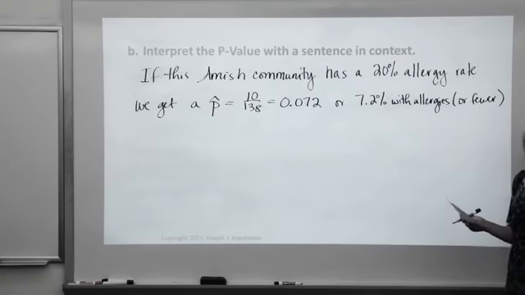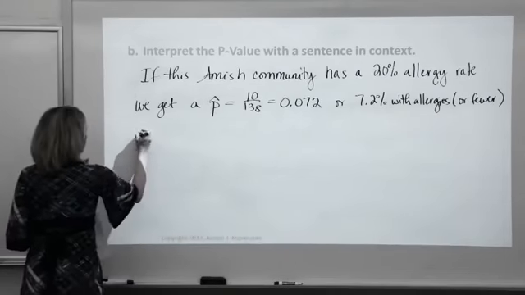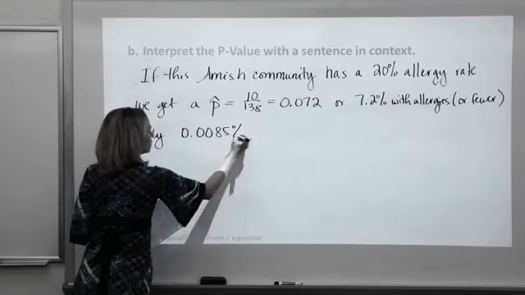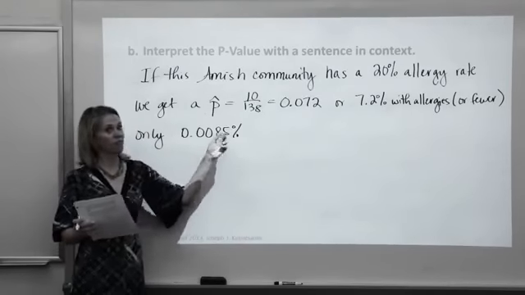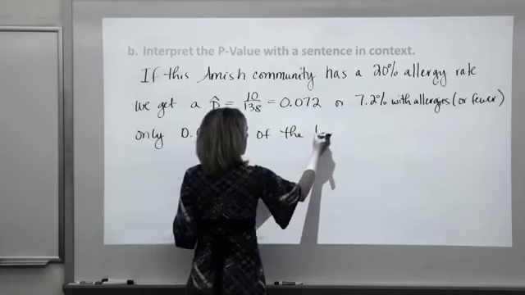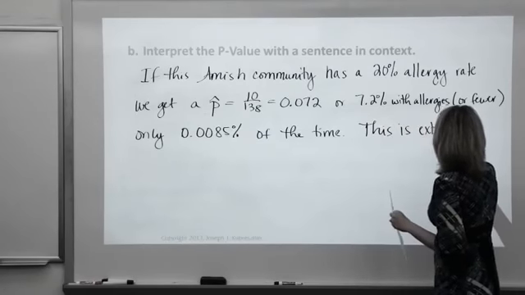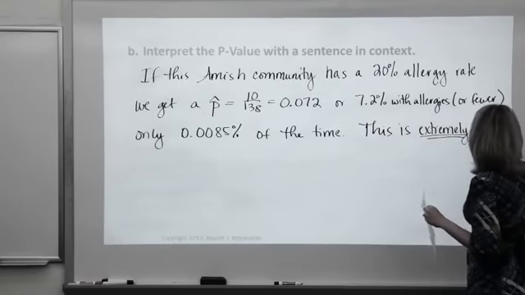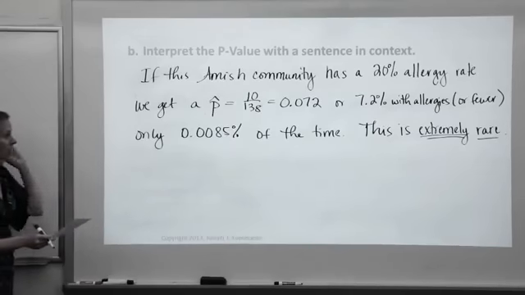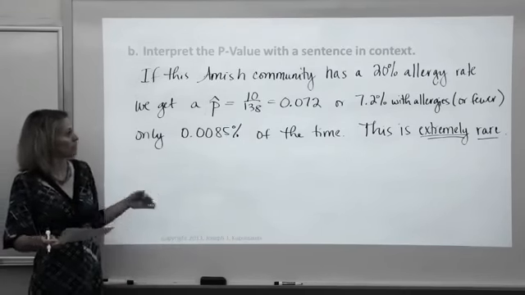And if I convert that p-value to a percentage, I'll move the decimal over 2 places. I'll now just have 2 zeros instead of the 4. This would happen 0.0085% of the time. So extremely rare. Not just rare, extremely rare. And because that's so rare, we conclude that the percentage in the community that suffers from allergies must be less than 20%.